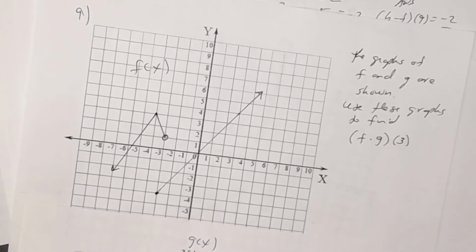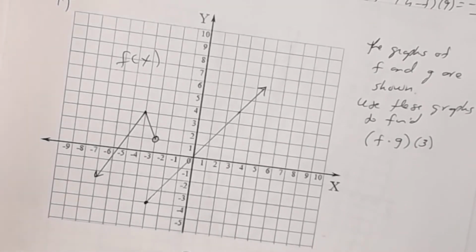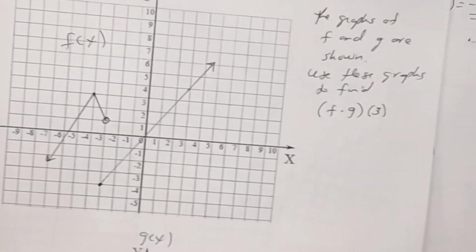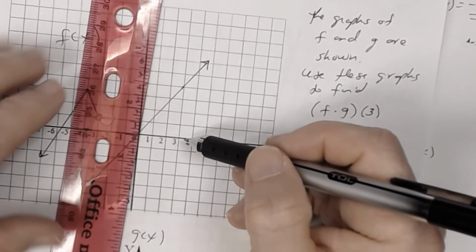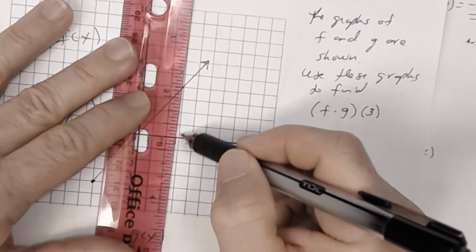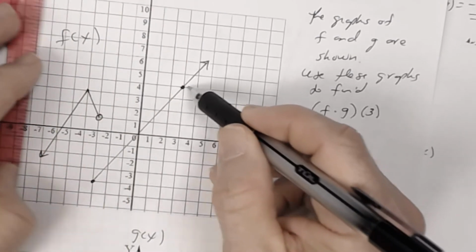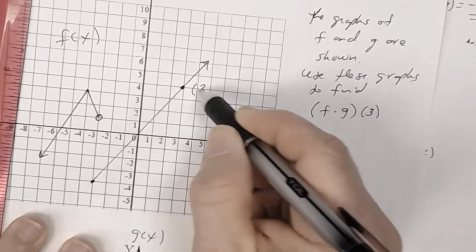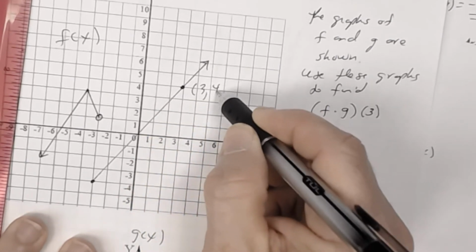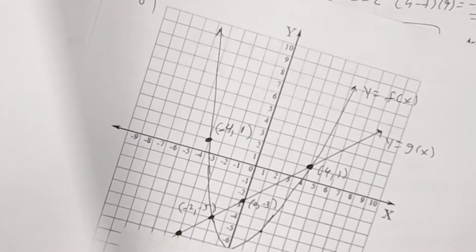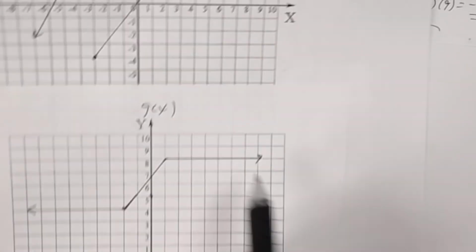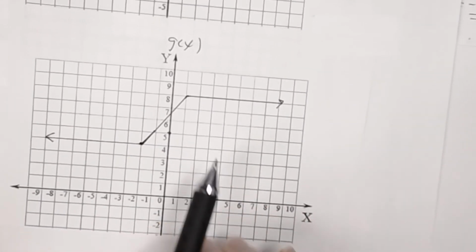Let me expand this. I've got to find f of 3 and I've got to find g of 3. It's not difficult. Here is x equals 3, here's my point, and this is f right here. When x is 3, what's my y value? My y value is 4. So f of 3 is 4, times, now I've got to find g of 3.